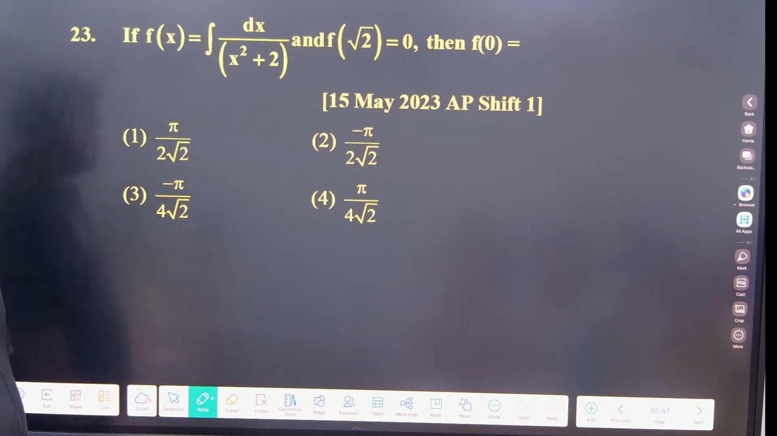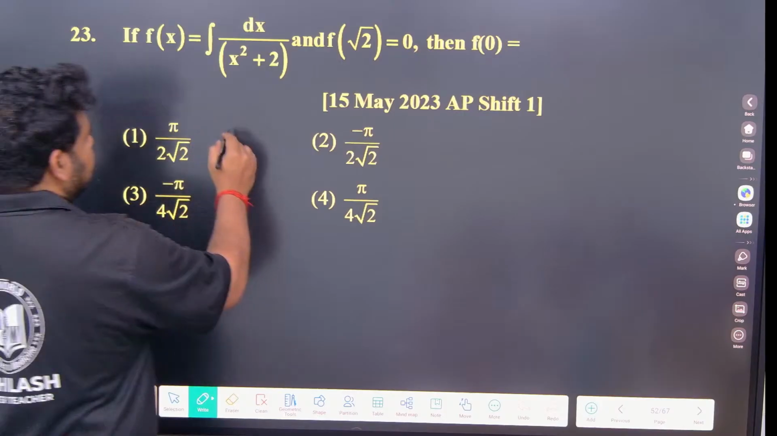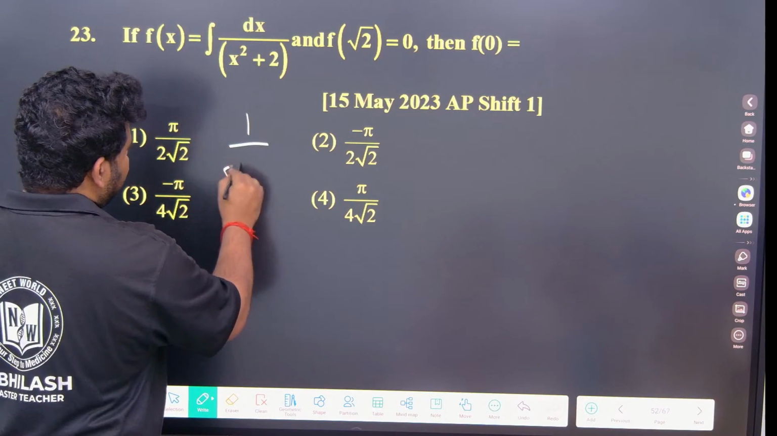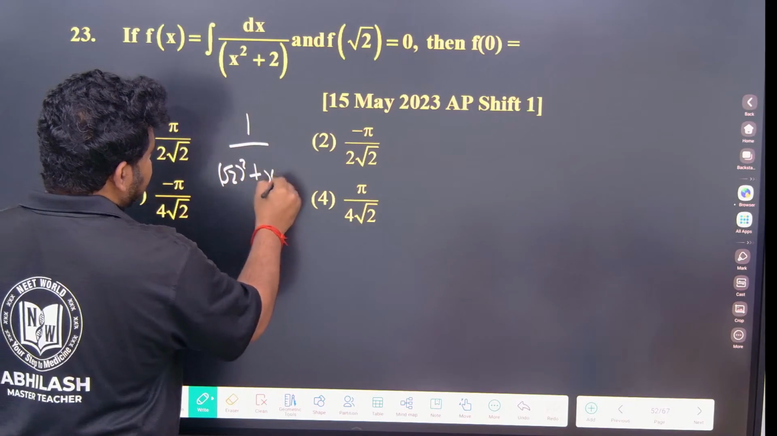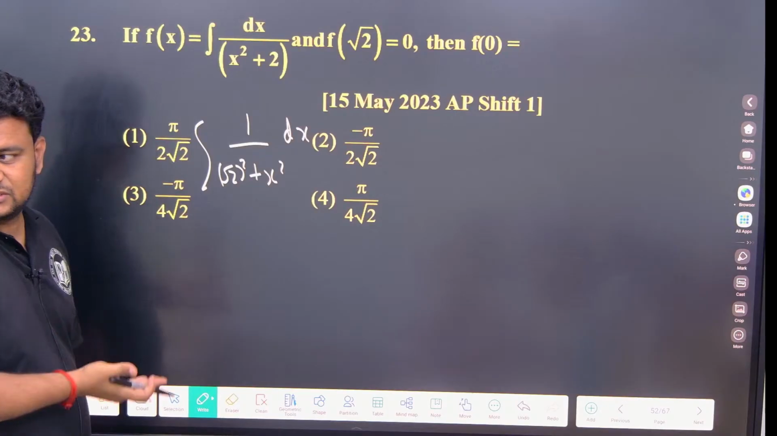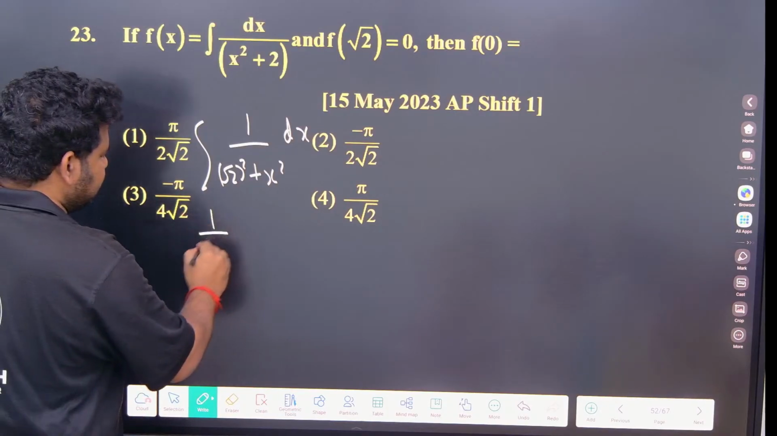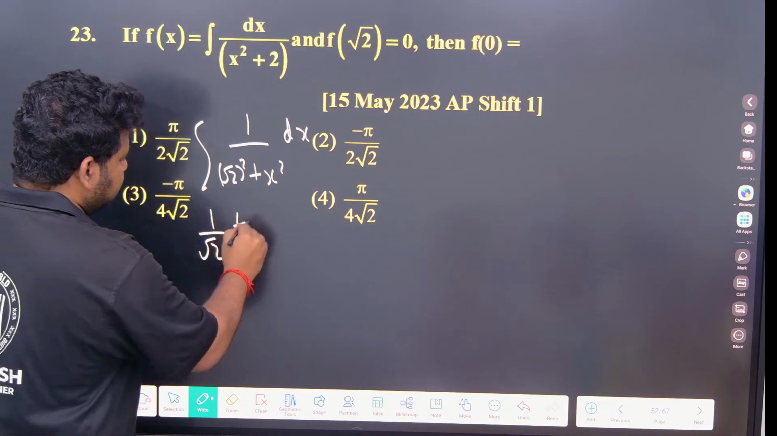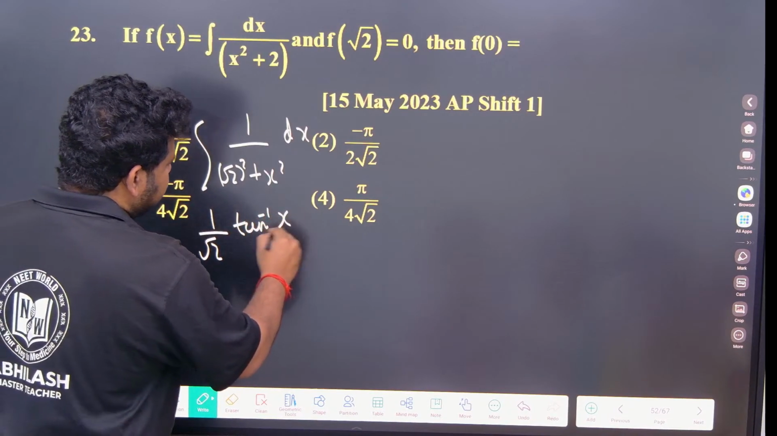Or I can write this in the form 1 by a square plus x square. This is 1 by (root 2) whole square plus x square dx. That is 1 by a tan inverse of x by a. 1 by a is 1 by root 2, so 1 by root 2 into tan inverse of x by root 2.